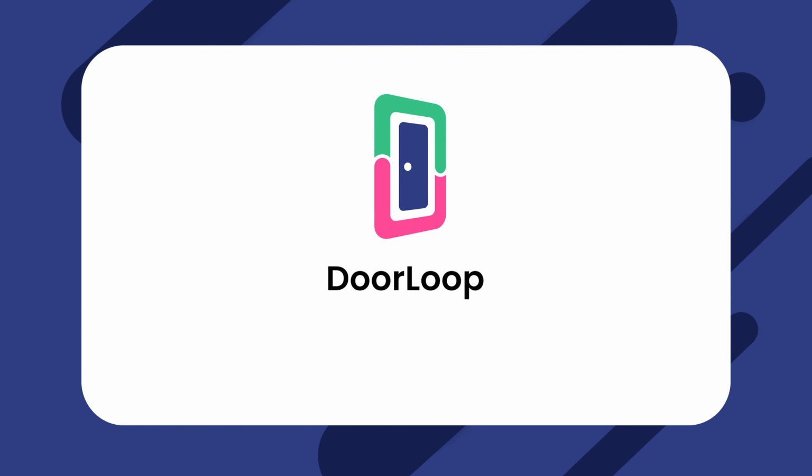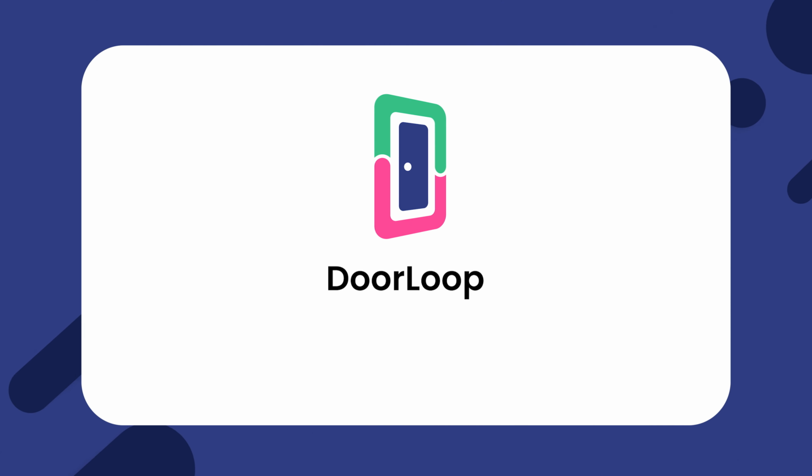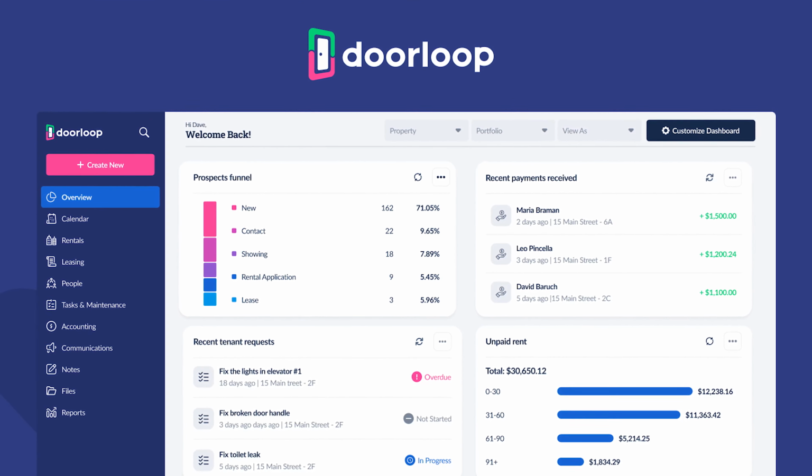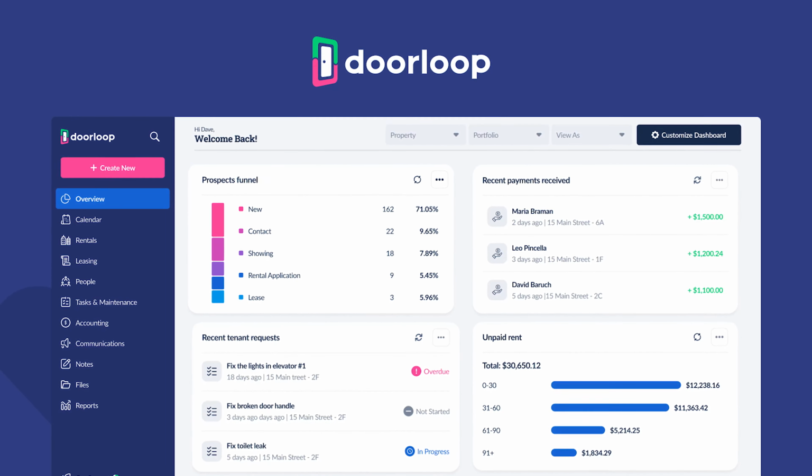So to kick things off, we have our very own DoorLoop. DoorLoop stands out as one of the premier property management platforms on the market today. It not only offers a comprehensive feature set catering to residential and commercial property needs, but also provides competitive pricing and is known for being extremely easy to use.